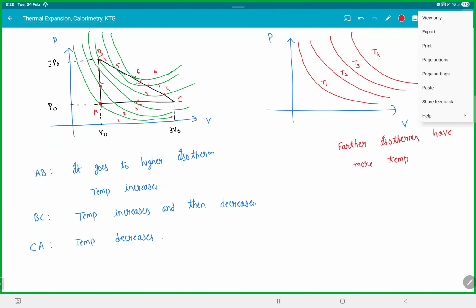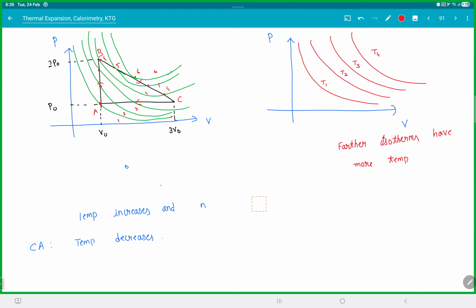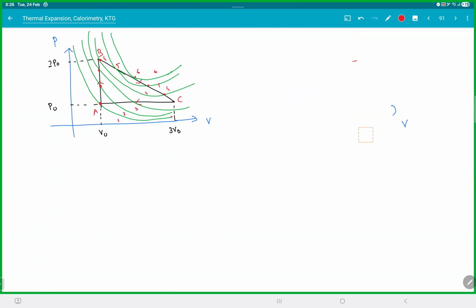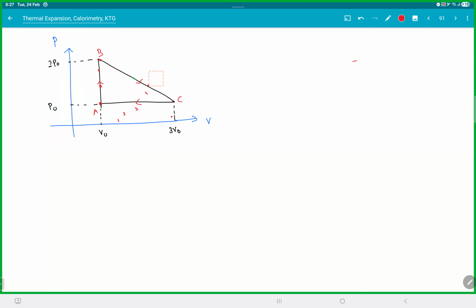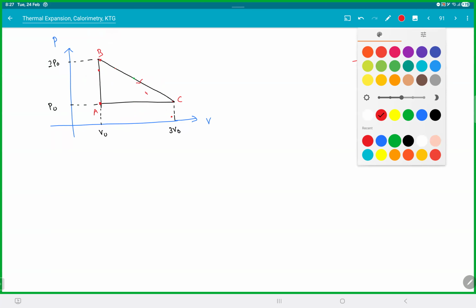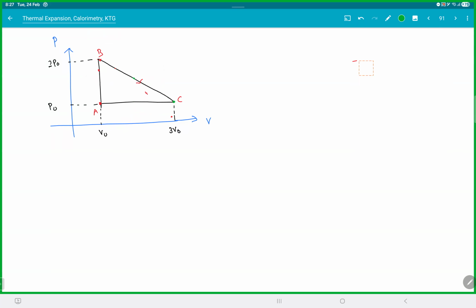So yeah, there is actually no way to do it. We have to use maxima minima. So can you find the equation of the line BC? So you can take the coordinates. In the place of X we have V and in the place of Y we have P. So this coordinate is 3V0, P0. And this coordinate is V0, 2P0. So using this as your X and Y axis, try to get the equation for the line BC.